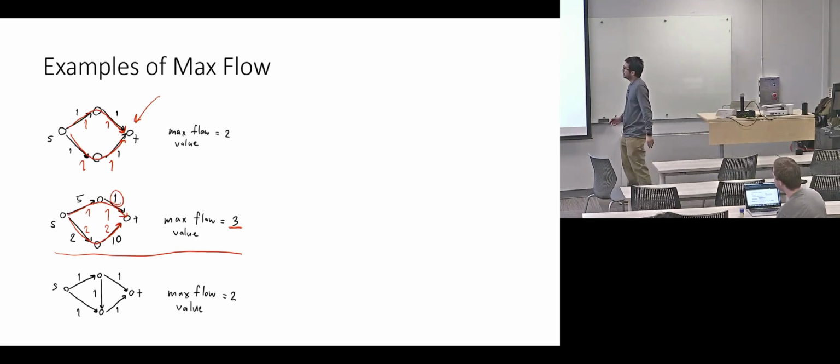Okay. How about this one? Well, you don't need to use this edge and can just send 2 units on the top and on the bottom. That's why the maximum flow is 2 here. Just ignore this edge. It's not useful.